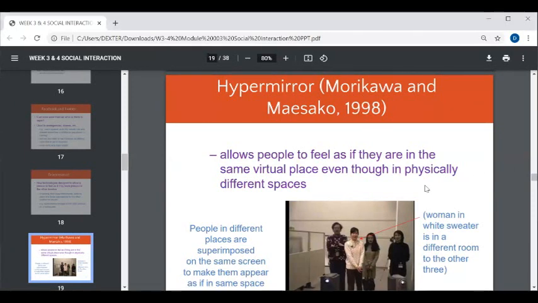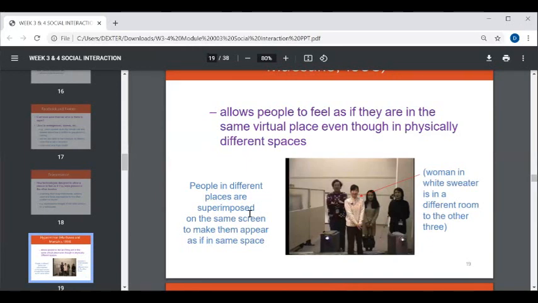So we have an example here. People in different places are superimposed on the same screen to make them appear as if they are in the same space. So the woman in the white sweater is in a different room to the other three. Okay? So hypermirror is a video-mediated communication that includes a reflected image of the user. The users in the system, present in front of their respective local cameras, can communicate with each other. They are not required to wear or operate any equipment.